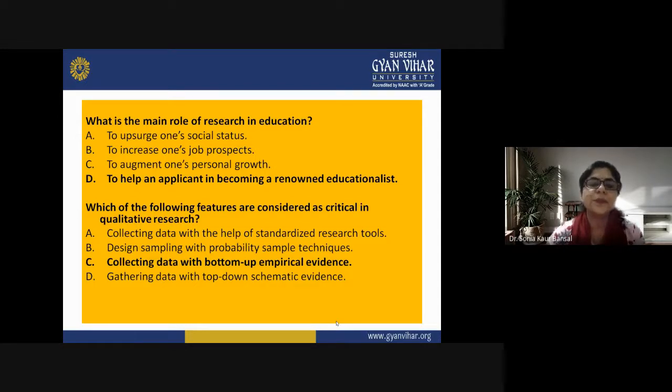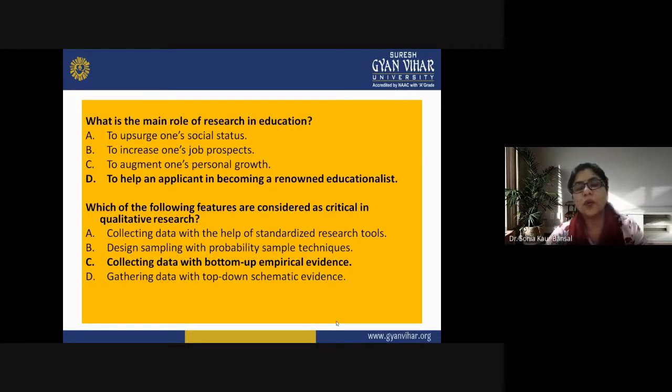So what is the main role of research in education? Option A, to upsurge one's social status. B, to increase one's job prospects. C, to augment one's personal growth. Option D, to help an applicant in becoming a renowned educationalist. So the correct answer is D, of course. The main role of research in education is to help an applicant in becoming a renowned educationalist. The highlighted is the correct answer.